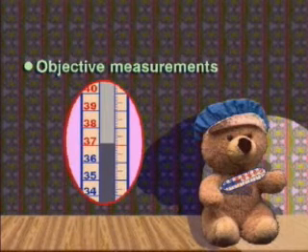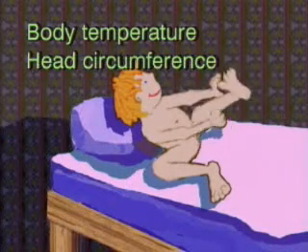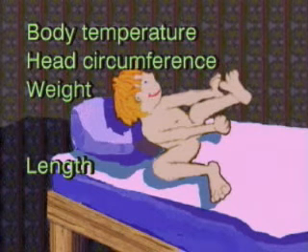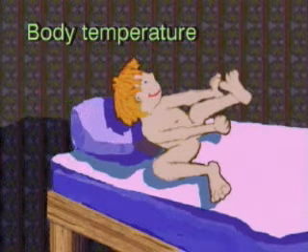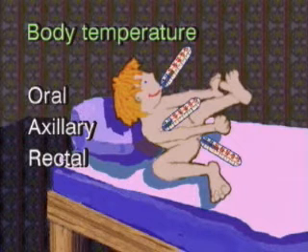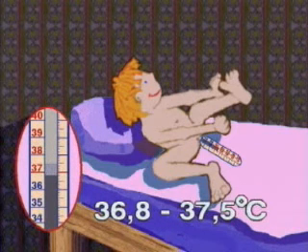The objective measurements are easy to determine. These include the child's body temperature, head circumference, weight, and length. Body temperature may be taken rectally, axillarily, or orally. Rectal temperature is normally between 36.8 and 37.5 degrees Celsius.